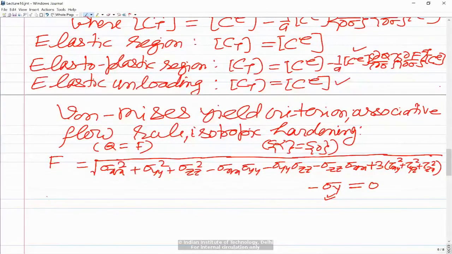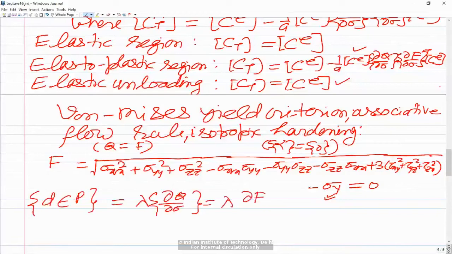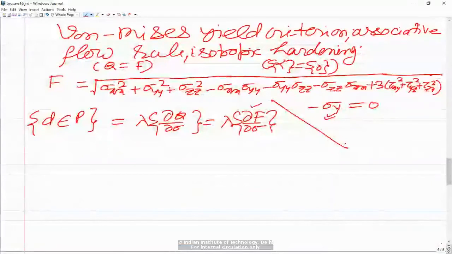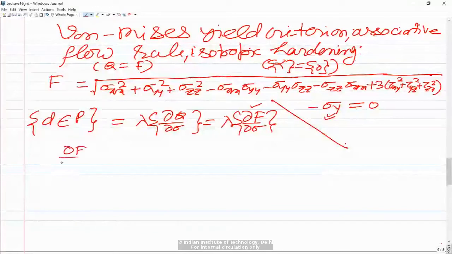And as I said, because it is associative flow rule, if you look at the plastic strain, d epsilon p would be lambda times del q by del sigma, which, because q is equal to f, would be del f by del sigma. Now if we want to look at the components of the plastic strain, the plastic strain components are proportional to del f by del sigma, so that is also known as the normality rule. So if you look at del f by del sigma xx, that is one of the components of del f by del sigma.